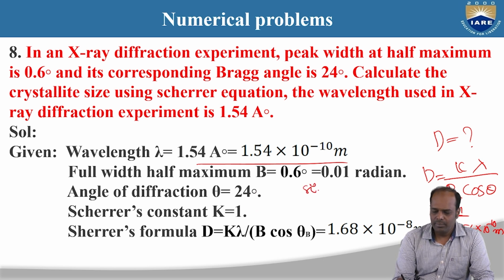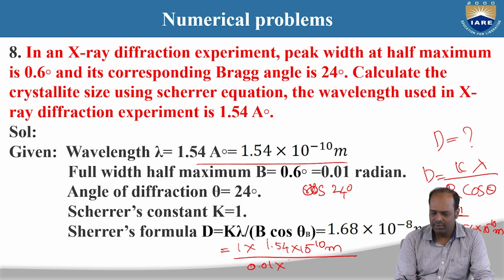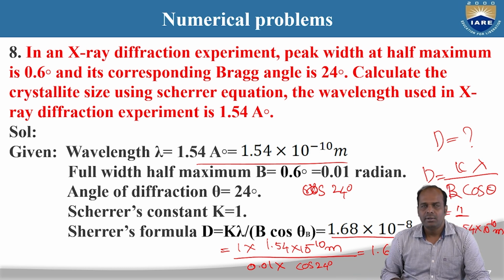So we need to find cos 24. Then the Scherrer constant K is equal to 1. Substituting, λ = 1.54 × 10^-10 meters divided by β = 0.01 radians times cos θ, cos 24 degrees. We get the final value as 1.68 × 10^-8 meters.